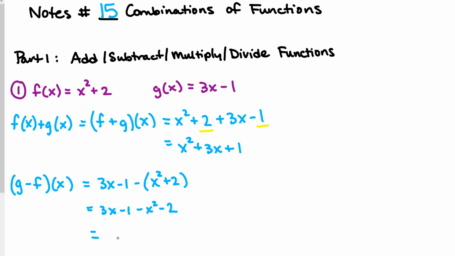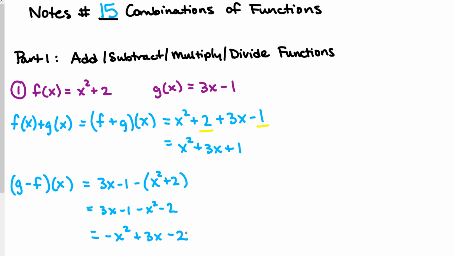And as long as we're rewriting it, we might as well put the terms in descending powers of x. So we have the opposite of x squared plus 3x minus 2. So that's the difference, g minus f. Now I'm going to throw in a bonus question. Is that function even, odd, or neither?